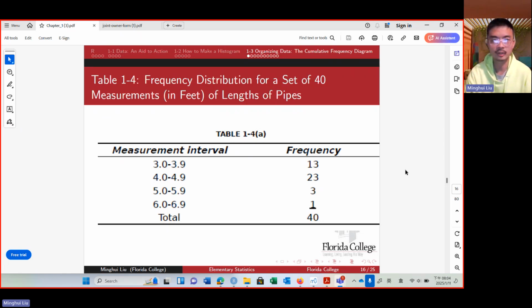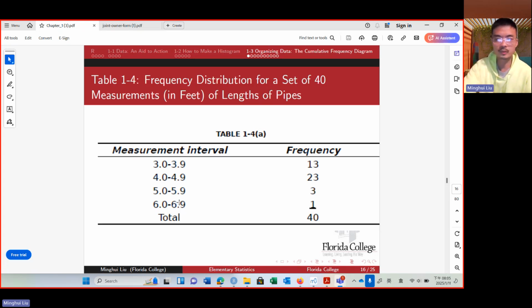This table gives you a set of 40 pipes and their measurements in intervals from 3 to 3.9, 4 to 4.9, and so on. So the first row shows that there are 13 pipes whose length is between 3.0 and 3.9 feet. And between 4.0 and 4.9, there are 23 of them. Between 5 and 5.9, there are 3, and 6 to 6.9, there is 1. Of course, we can use this data to create a histogram. That's not a problem.